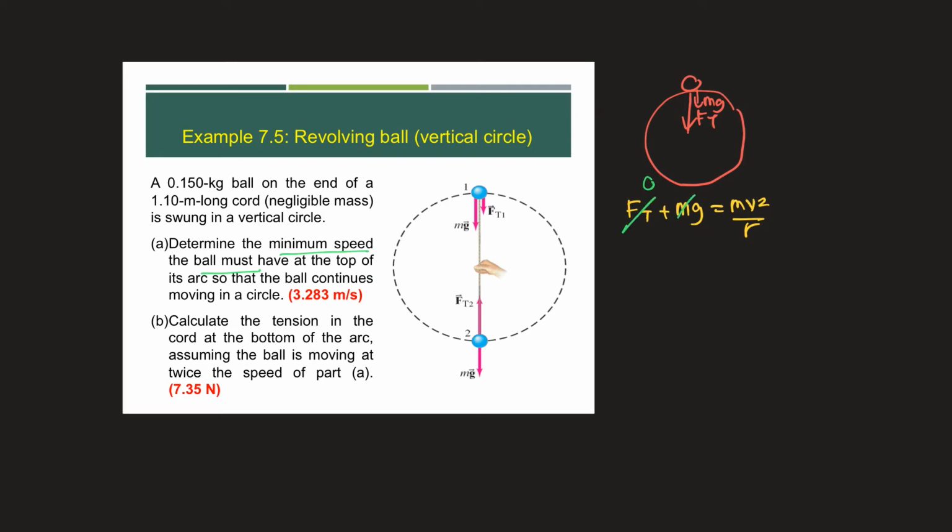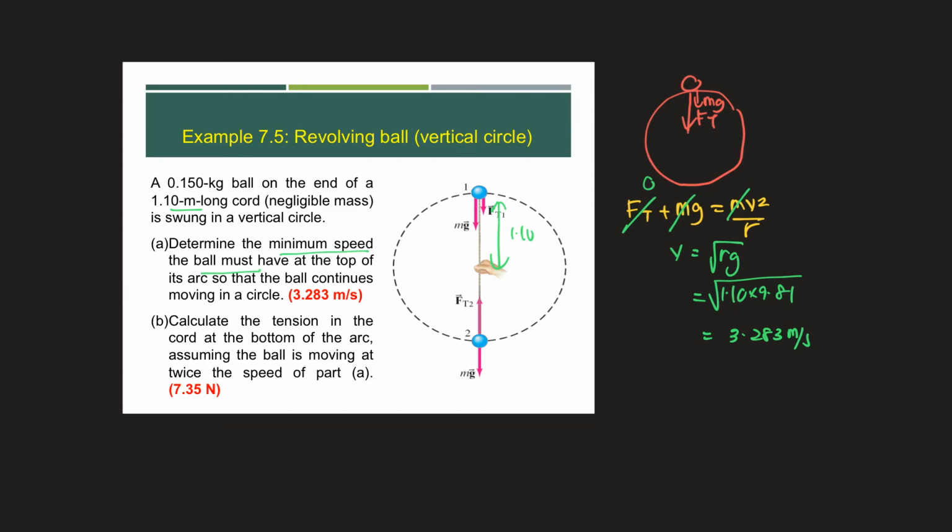So right now the mass can be cancelled out, and you are going to get your formula for v as the square root of rg. Your 1.1 meter long cord is going to be the length of the cord, which is 1.10. So you just put in 1.10 times 9.81, square root everything. So you're going to get 3.283 meters per second.